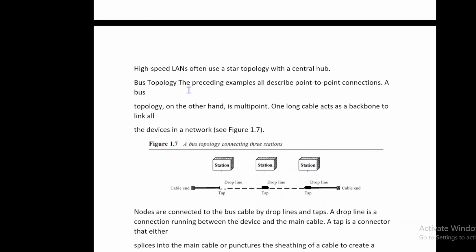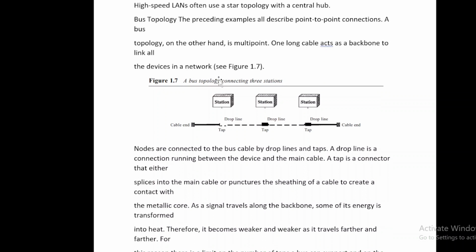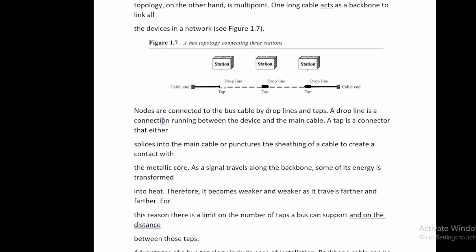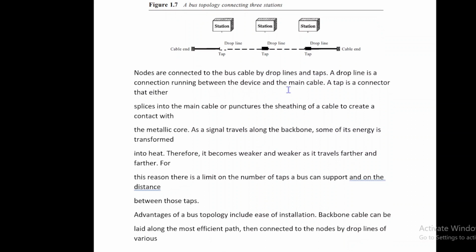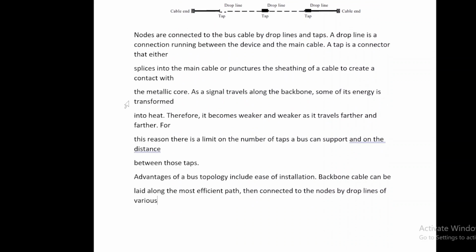Bus topology. The preceding examples all describe point-to-point connections. A bus topology, on the other hand, is multipoint. One long cable acts as a backbone to link all the devices in a network. See Figure 1.7. Nodes are connected to the bus cable by drop lines and taps. A drop line is a connection running between the device and the main cable. A tap is a connector that either splices into the main cable or punctures the sheathing of a cable to create a contact with the metallic core.